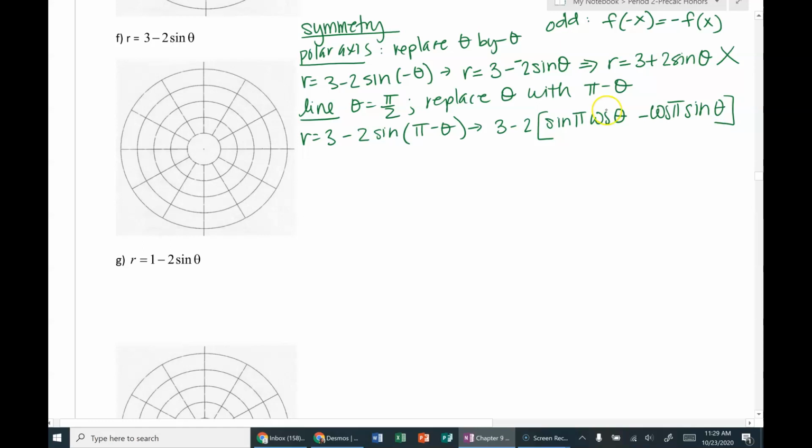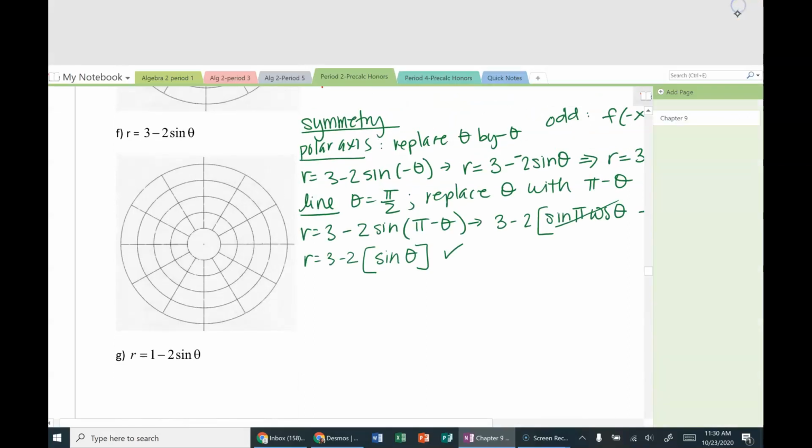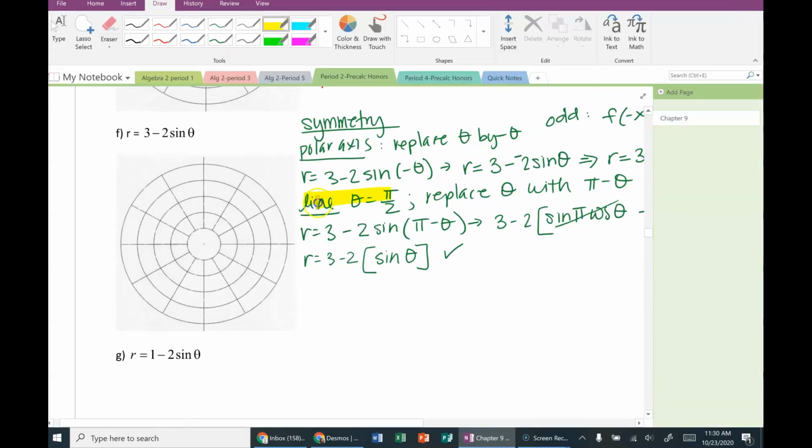Well, sine of pi will go away because it's 0. So R equals 3 minus 2 quantity, cosine of pi is a negative, and there's already a negative in the front, so that becomes positive 1, and then times sine of theta. So here's what I got, and that means this is exactly the same as the original. So we can say that this is definitely symmetric about the line theta equals pi over 2. I will highlight that because it's exactly the same.